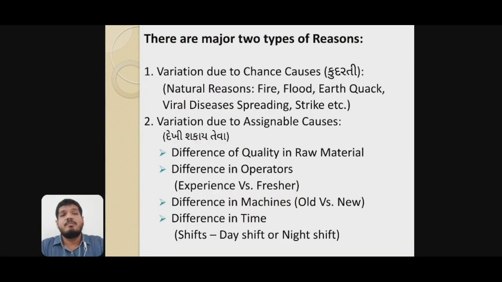Okay. Now proceeding further, what are the two major types of reasons? So variations due to chance cause and variation due to assignable cause. These are the two main reasons. Now what is variations due to chance cause? That is natural calamities, right? So natural reasons like fire, flood, earthquake, viral diseases spreading, strikes, etc. And what are the variations due to assignable cause?